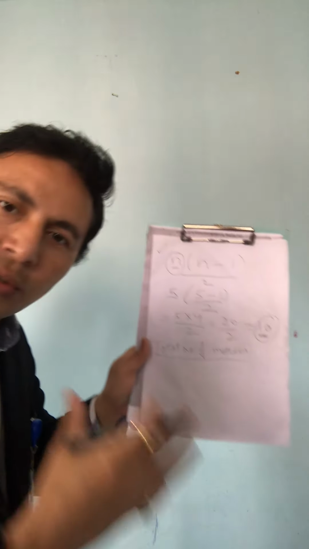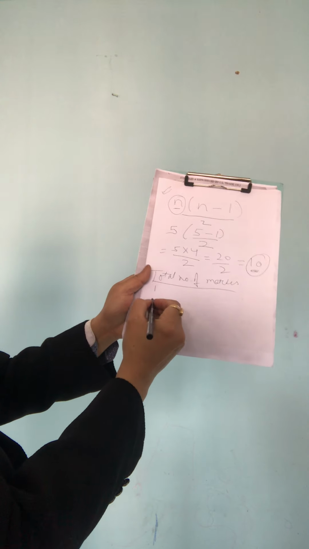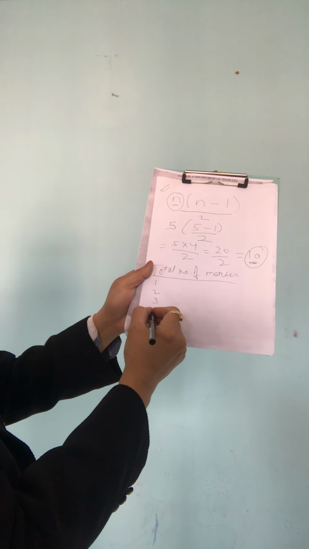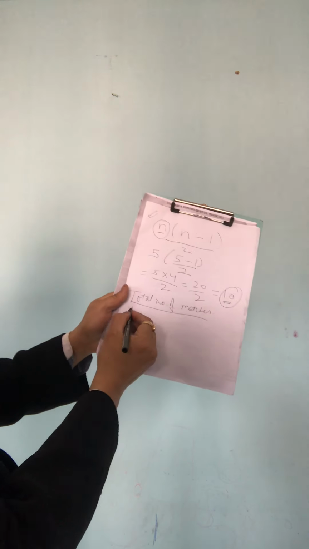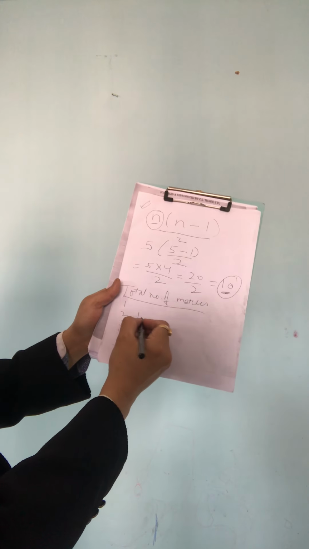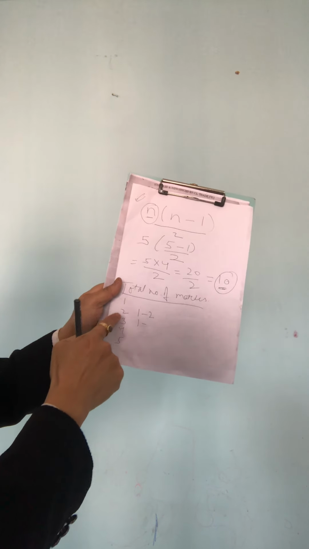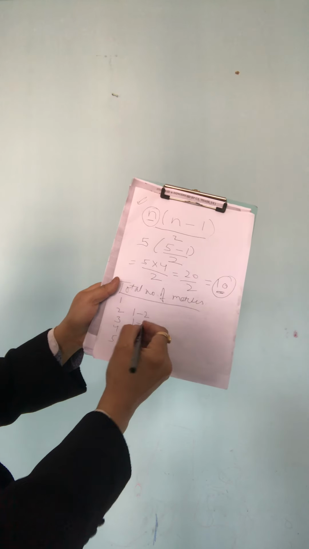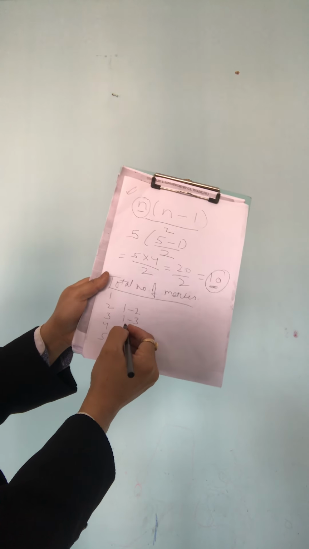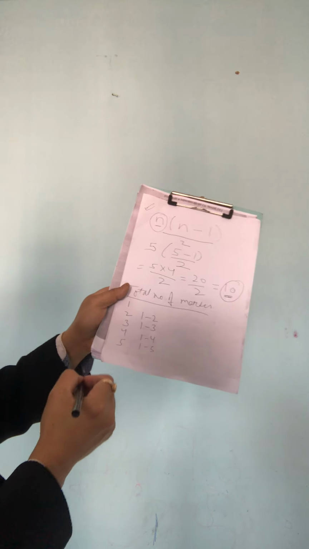And in practical also I want to tell you, just see, suppose 5 teams, 1 2 3 4 5, are participating. Now 1 is going to play with 2, 1 is going to play with 3, 1 is going to play with 4, and 1 is going to play with 5.